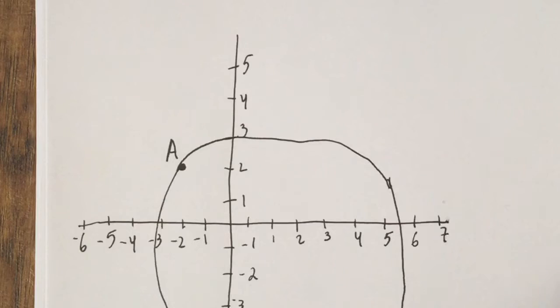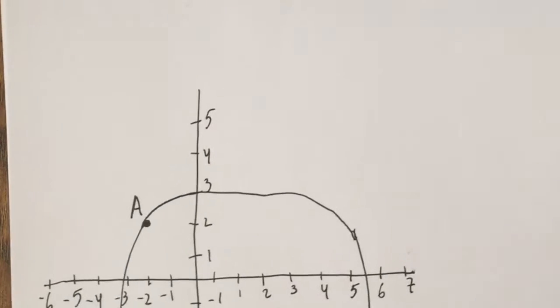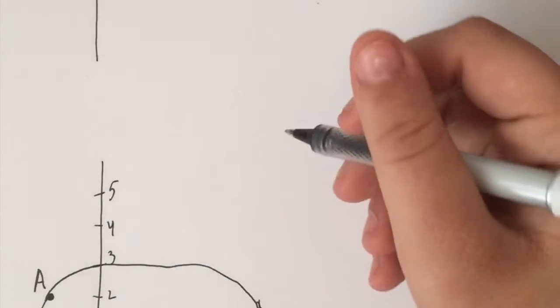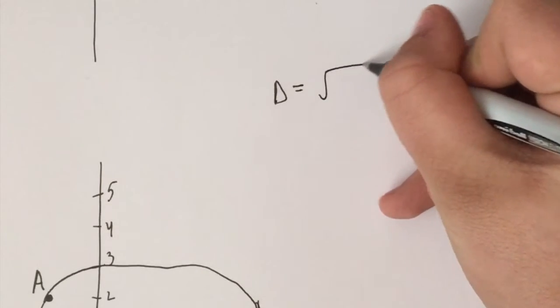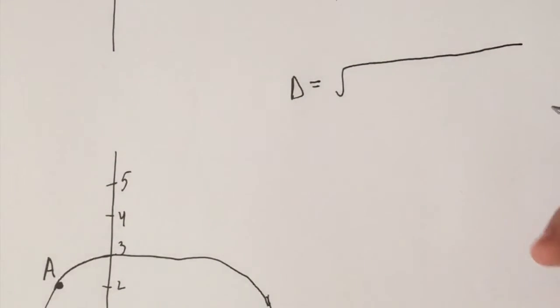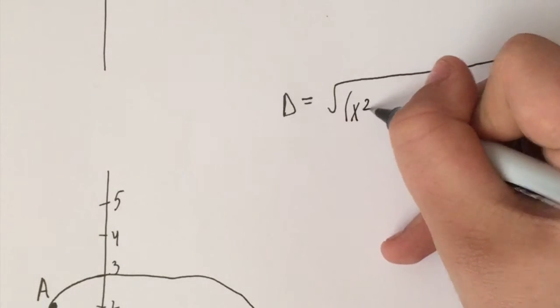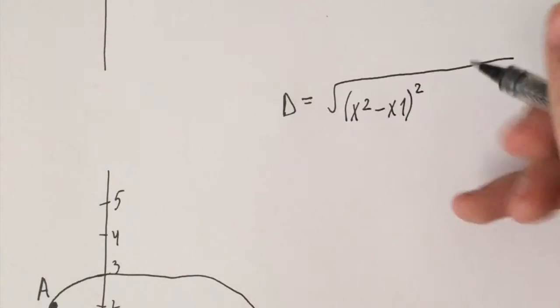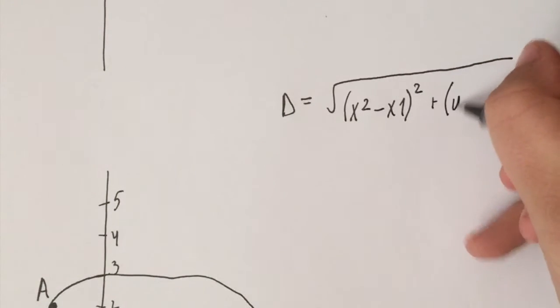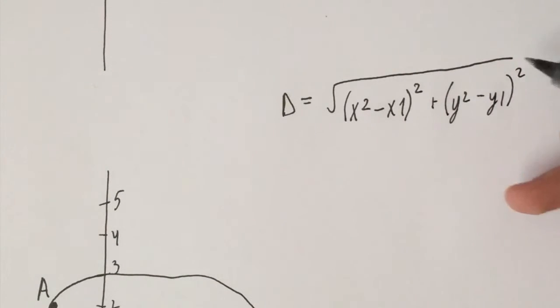Next, you must find the length of AB. Now by doing this, we're going to need to use a distance formula. This is the distance formula. Distance equals the square root of, and this will all be under the square root, x2, not x squared, x2 minus x1 squared plus y2 minus y1 squared, all under the square root. And you're going to need to memorize that now.